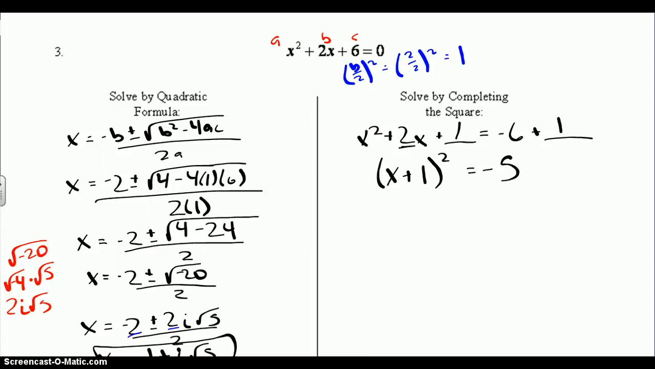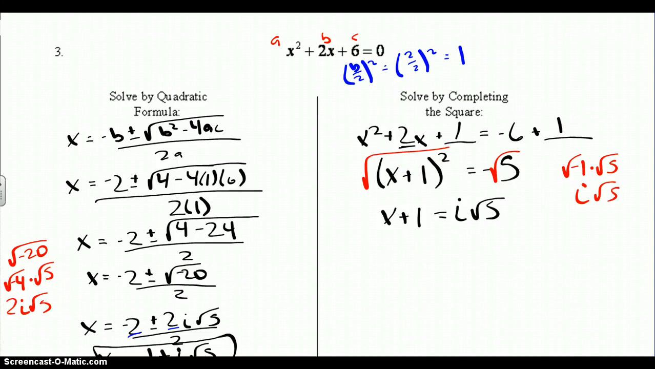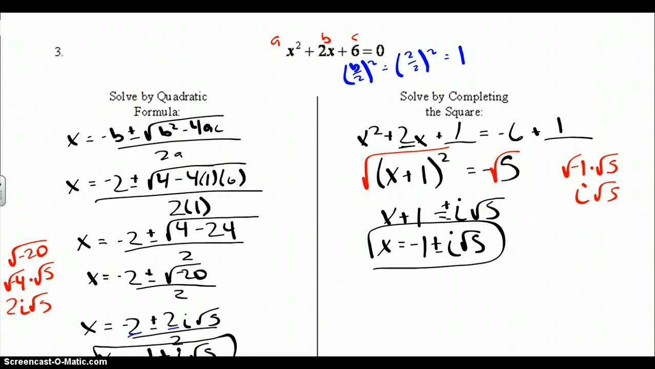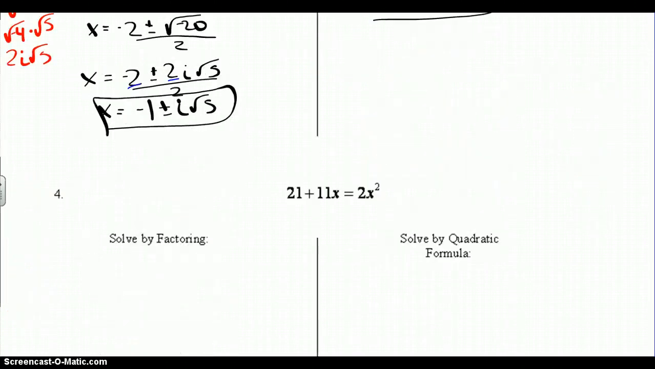So you'll notice now that we have to square root both sides, and you should get an imaginary solution. So I get x plus 1 equals i root 5, because all I can do is break this off into the square root of negative 1 times the square root of 5, which simplifies to i root 5. And I'm just going to subtract 1. Remember, we're always going to have a plus or minus if we take the square root. Now if I subtract 1, I'm going to get my two solutions, which is the same as what we got using the quadratic formula.